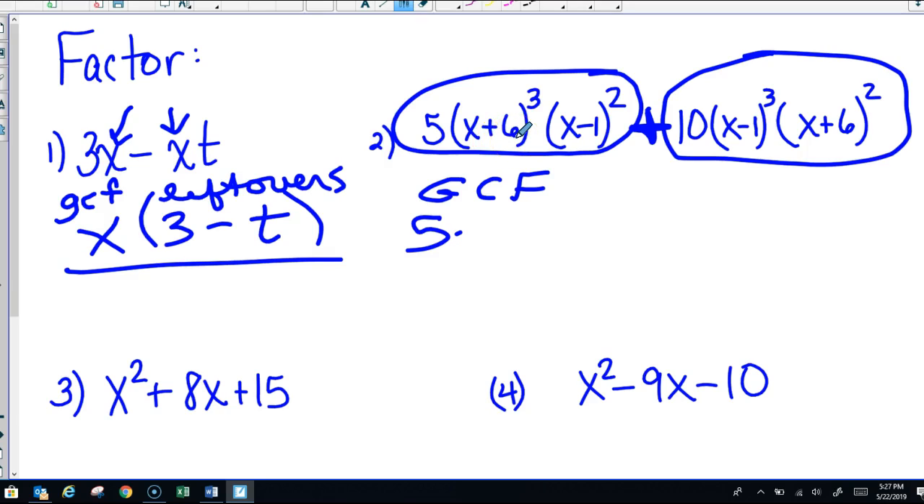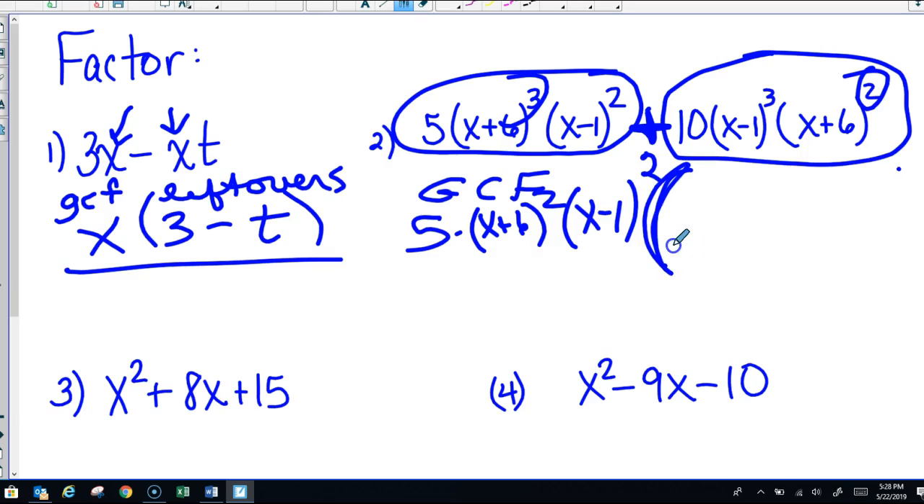Well, it's always going to be the smallest exponent of those two. So I've got 3 up here versus 2 back here. So the smaller is the 2. So my common part is the x plus 6 squared. And then for my x minus 1, I've got those in both bags. Again, I've got 2 versus 3. I'm going to pick the smallest exponent. So x minus 1 squared is in common. So all of that is my GCF.